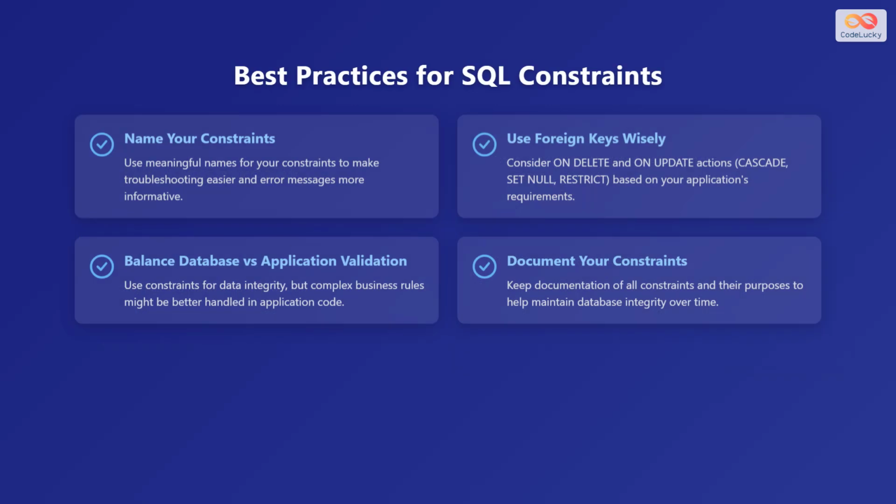Here are some best practices for working with SQL constraints. Name your constraints using meaningful names for easier troubleshooting and more informative error messages. Use foreign keys wisely and consider on delete and on update actions like cascade, set null, and restrict, based on your application's requirements. Balance database versus application validation.